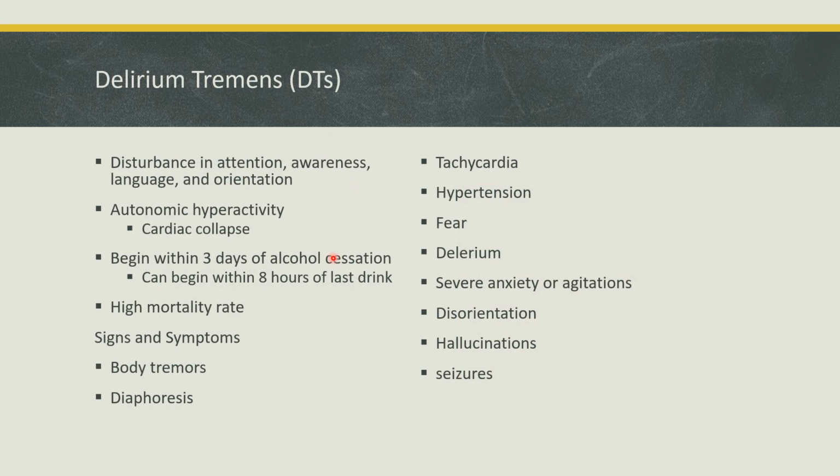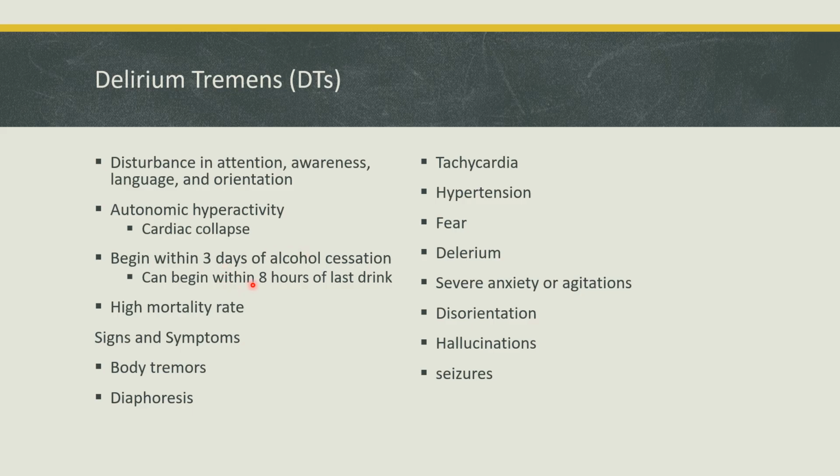So here's our DTs. These patients, again, are not able to pay attention very well, right? You might have to ask them a question a couple of times. They don't really know where they are or what's going on. They might have some slurred, mumbled speech. We can see autonomic hyperactivity, which results in cardiac collapse. So they might be super tachycardic and hypertensive until they're not able to maintain that anymore, and then we'll see a very big hypotension.